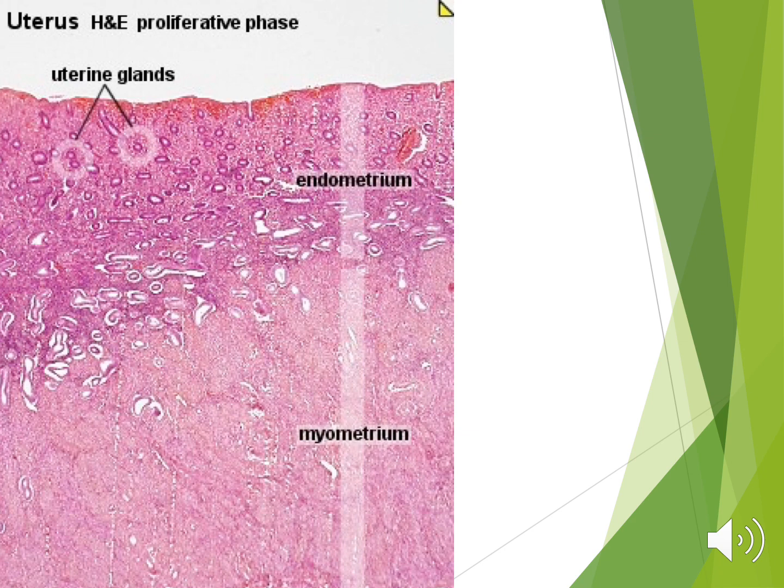This is a representative image of the endometrium in the upper half and the myometrium in the lower half. The endometrium is composed of glands and intervening stroma. The myometrium is composed of smooth muscle cells.